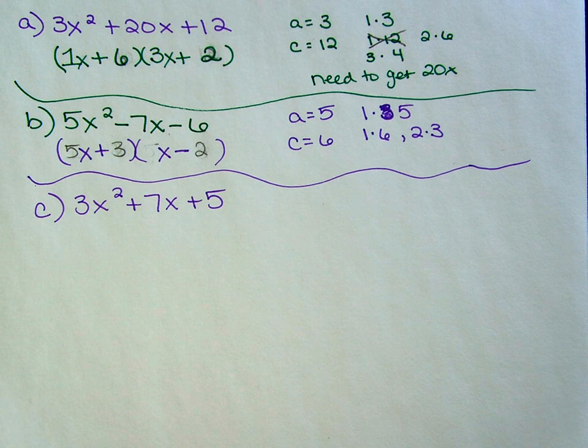(3x squared plus 7x plus 5). This one's a really nice one. And the reason why I say that is all three of our numbers are prime. So I know nothing's coming out of all three of them.